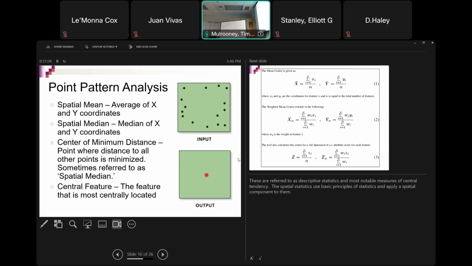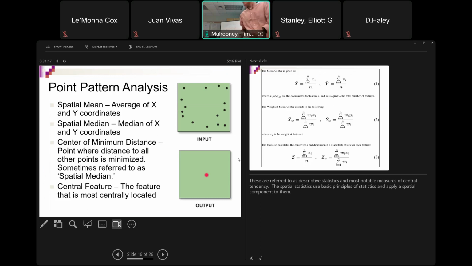So we have something called the spatial mean, which is just the average of all the X and Y's. Other centrality metrics: we have the spatial median, which is the median of the X and Y. We have something called the center of minimum distance. Sometimes the spatial median and the center of minimum distance are the same thing, but basically it is a point that minimizes the distance to every other point. So it goes through another calculation where the distance between this point and every other point will be minimized. If you stick a point down in the corner somewhere and calculate the distance, it's really far to everything. You stick it in the middle, it'll minimize the distance.